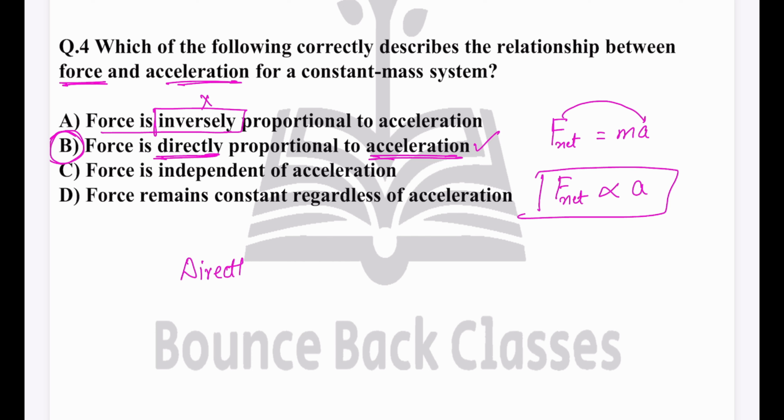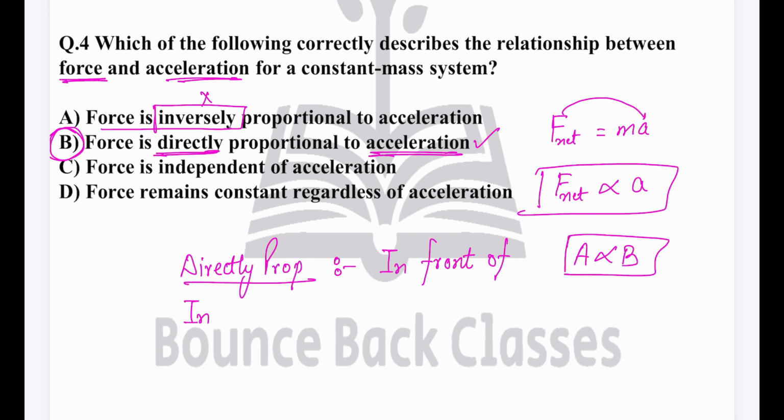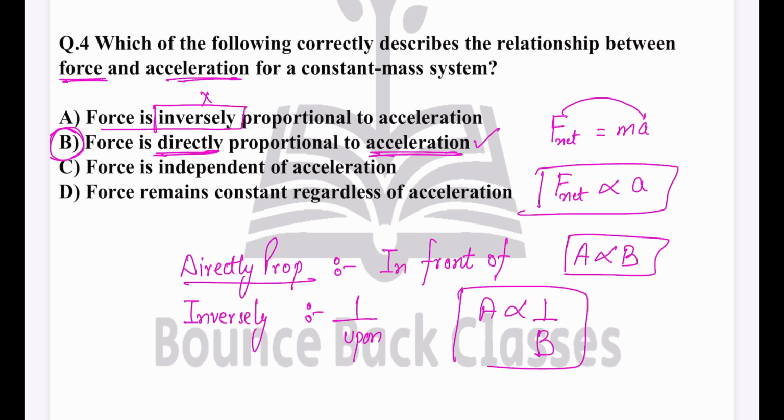Directly proportional means in front of. Let's say A is directly proportional to B, this is called directly. Inversely means 1 upon, it means let's say A is proportional to 1 over B, this is called inversely. Clear? Fine? Okay.